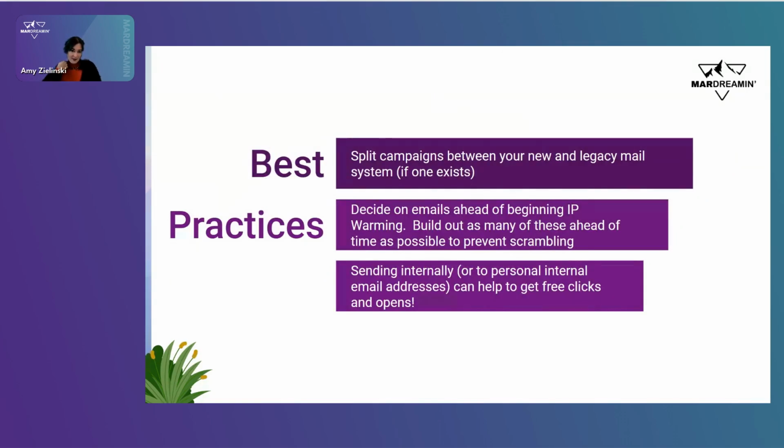Overall best practices for the email selection. Again, split campaigns between your new and legacy email system if you have one. If you are sending out of a legacy email system, go ahead and just send to the rest of the audience. This allows you to send more like your normal cadence, which is important. And only send to those who are the most active in the beginning so that you can get your best audience and your best chance of getting those opens. You can keep those old people who do not engage with you in your legacy mail system in the meantime.